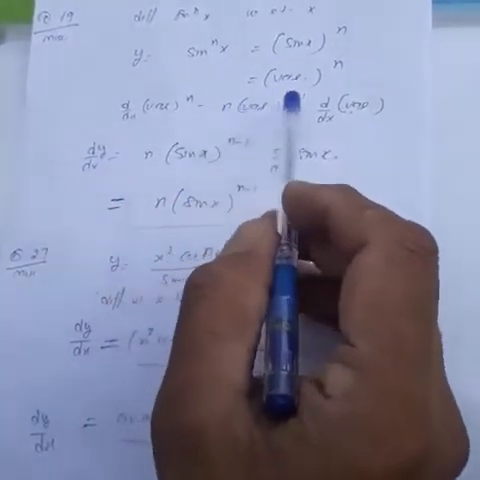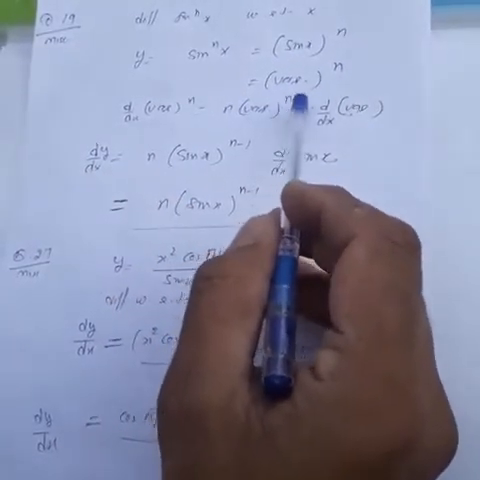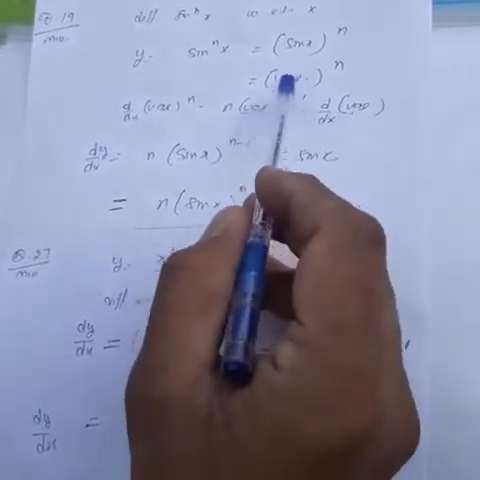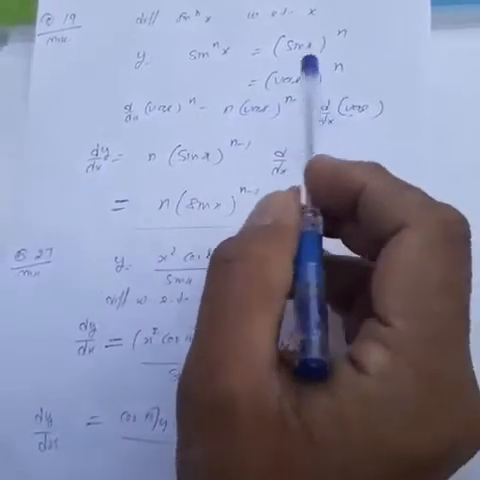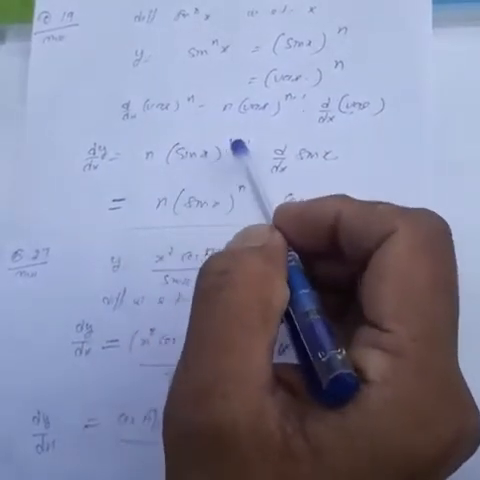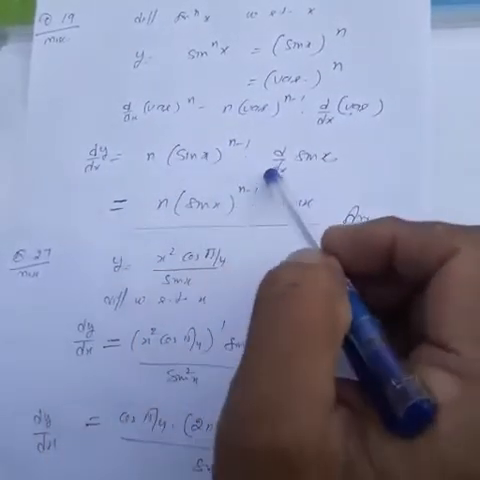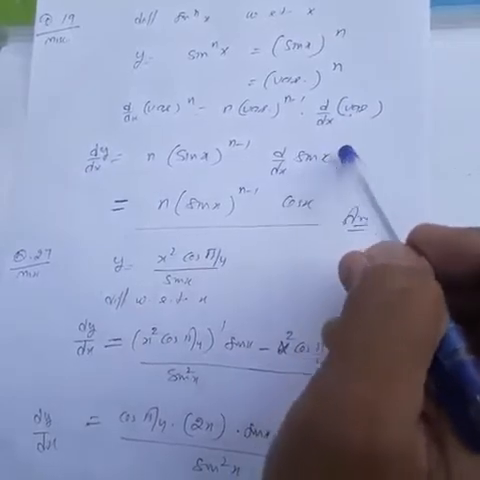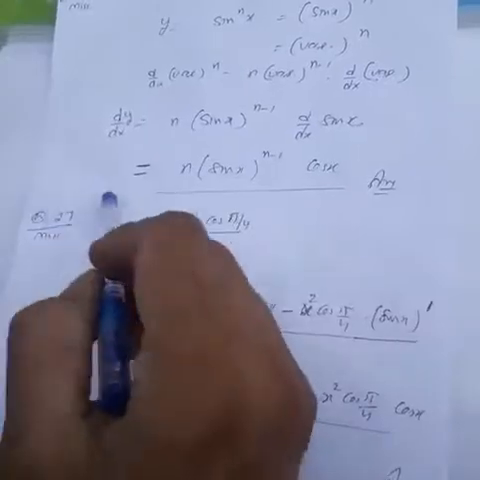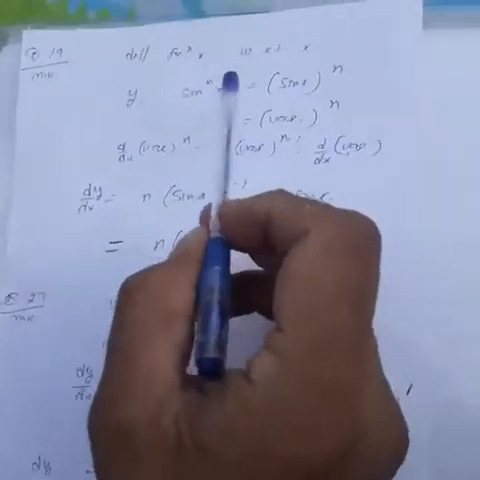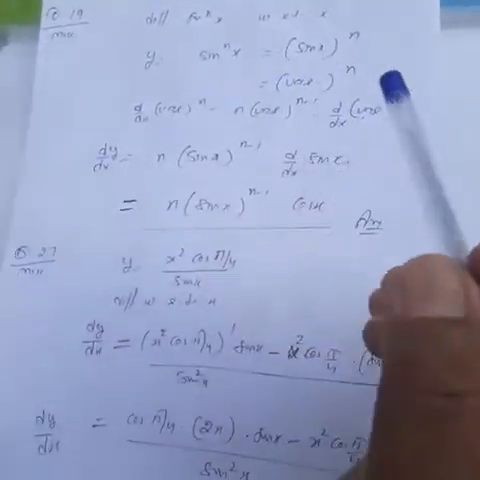So n into variable raised to the power n minus 1 into the derivative of the variable. Variable here means sin x. So apply this formula: n into (sin x) raised to the power n minus 1 into the derivative of sin x. And what is the derivative of sin x? It is cos x. I hope it is clear. So this is the derivative of sin x raised to the power n.